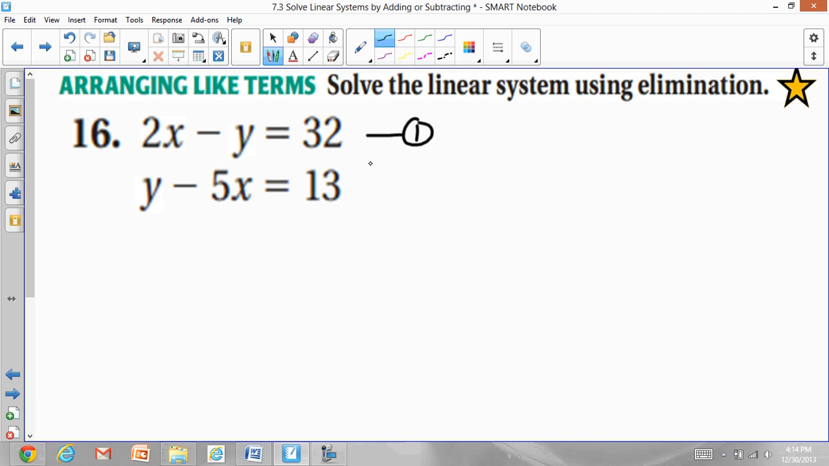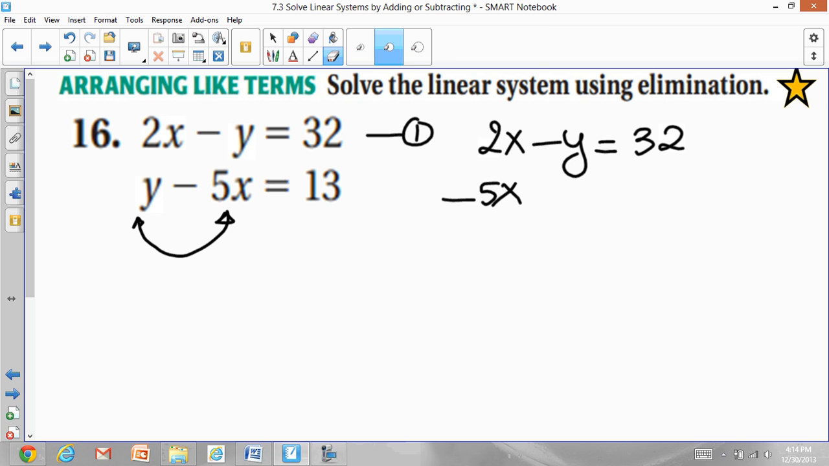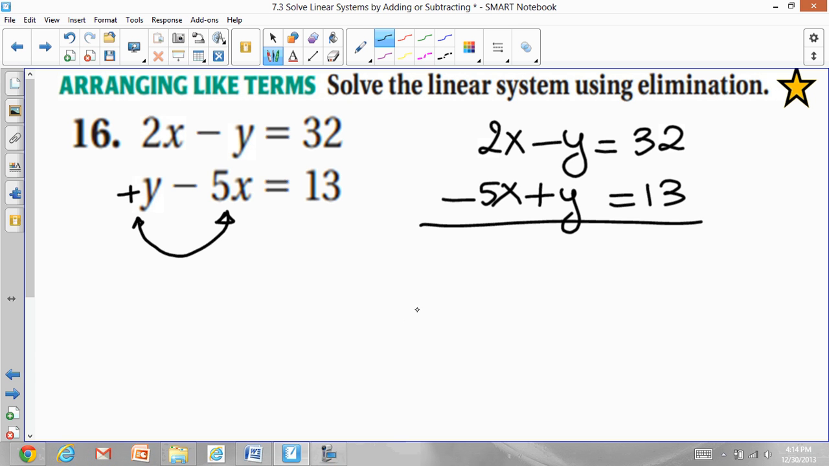So the first equation is fine, so I'm going to leave it as it is, 2x minus y equals 32. In my second equation, my x and my y are switching places, so I'm going to unswitch them. I'm going to write minus 5x and take this as positive y. So switch the places using your commutative property, equals 13. So just switching these two places around, that way the 5x is under the x and the y is under the y.